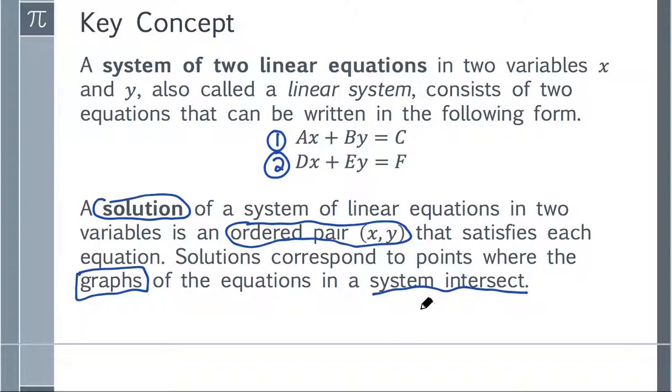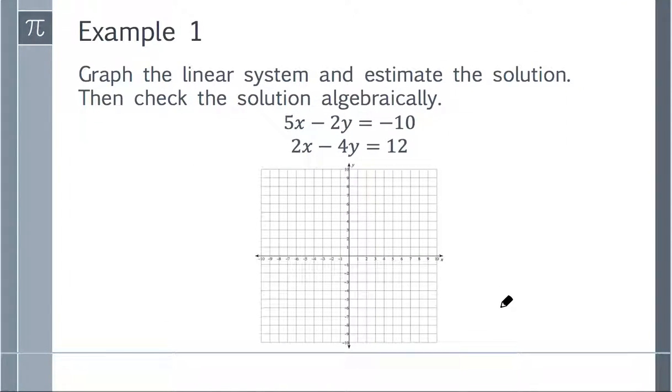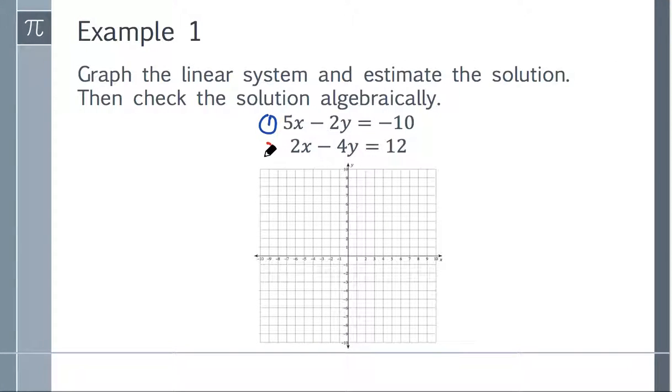And that's why I'm going to make it very important that we write our answers as that ordered pair x comma y. All right, let's try example number 1. So we're going to graph the linear system and estimate the solution. So we have 2 equations, equation number 1 and equation number 2, and I'm going to use a different color.